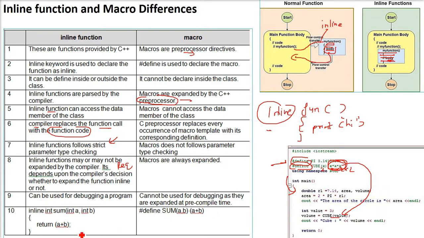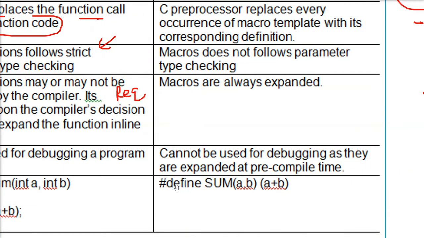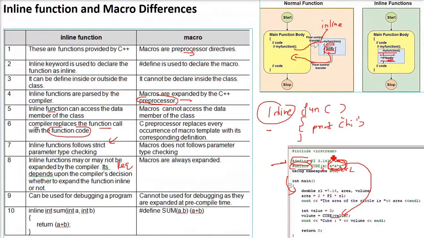The function will be written like this. I already told you, you just have to precede it with the inline keyword. Here you have to do hash define sum a b, and then a plus b is the instruction to be executed whenever sum a comma b is called. There is one more thing. See, for plus plus i prefix and all these kinds of operators, you have to use inline, not macro.